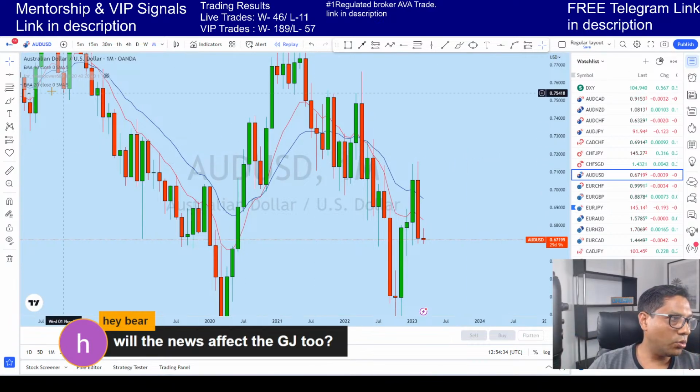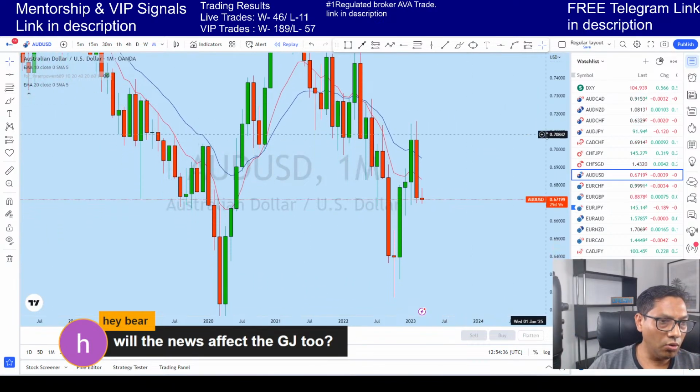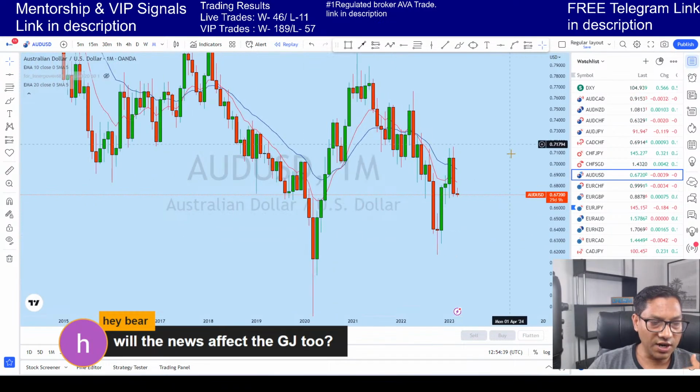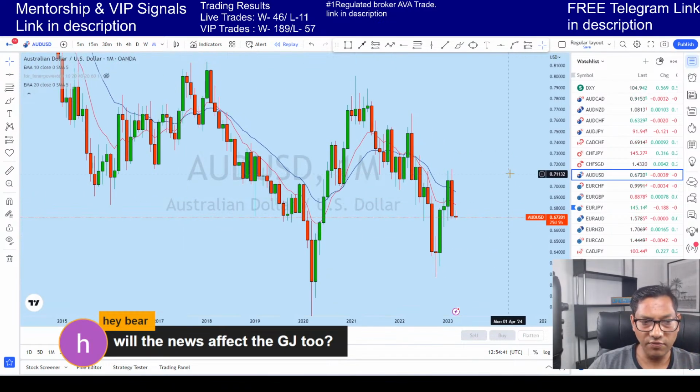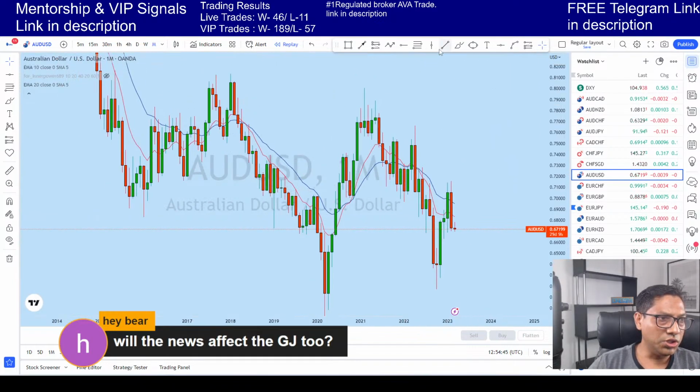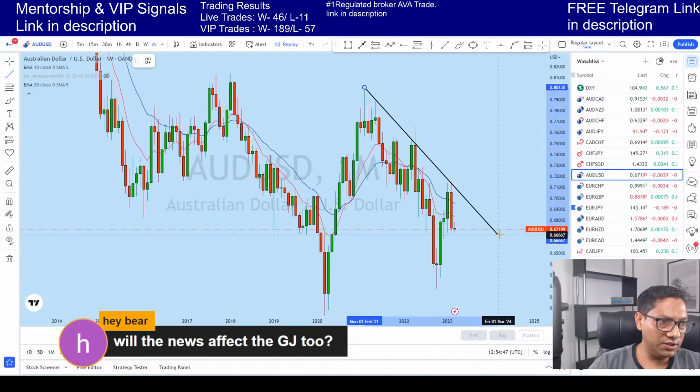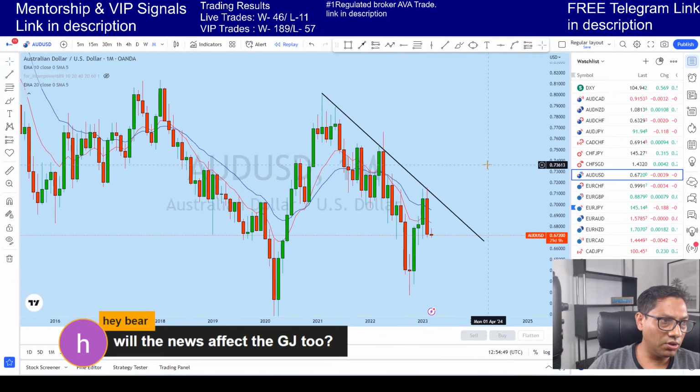In the similar way, when you look at a market, the first thing that I look at is the bigger picture that will give you a flow, which way, which direction to take. So you see that AUD USD, this is the resistance level here, okay, on the monthly. Okay, this is the resistance here, resistance here, resistance here.